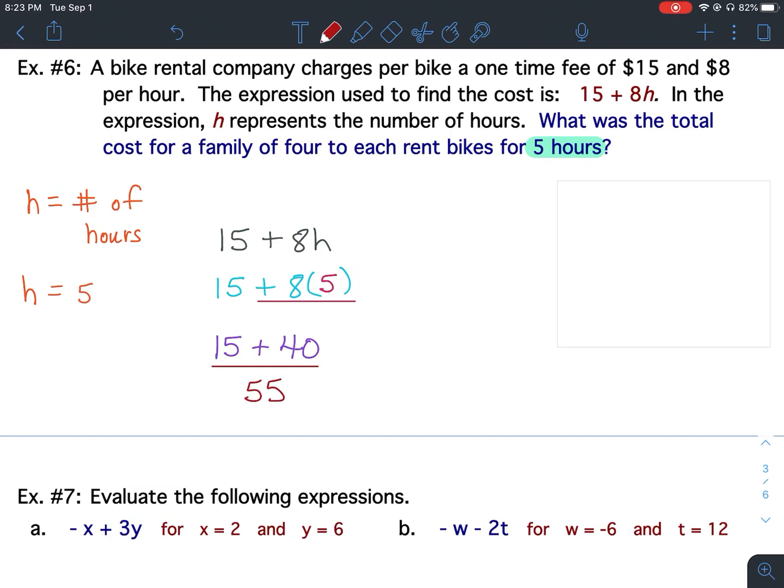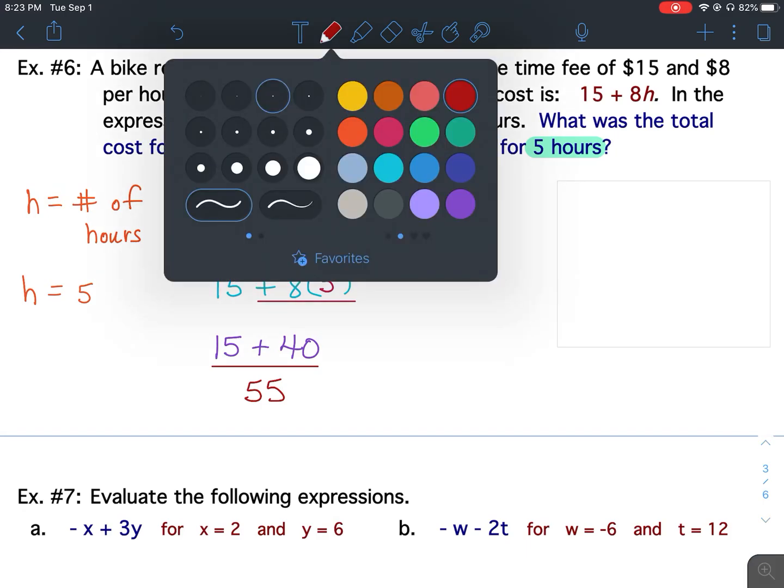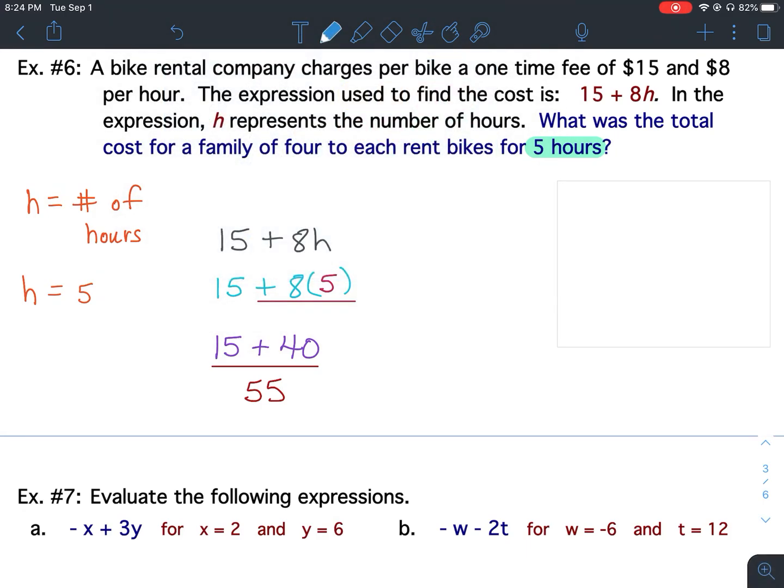Now, is that the total? Is that the final answer? Does it cost $55 for a family of 4 to each rent bikes for 5 hours? No, and this is where you need to be careful. The 55 was the cost for one person or one bike. So up here I want you to put cost of one bike.